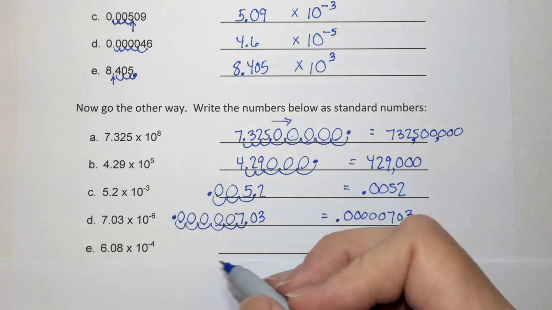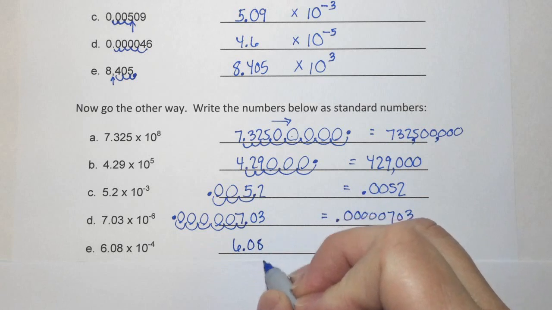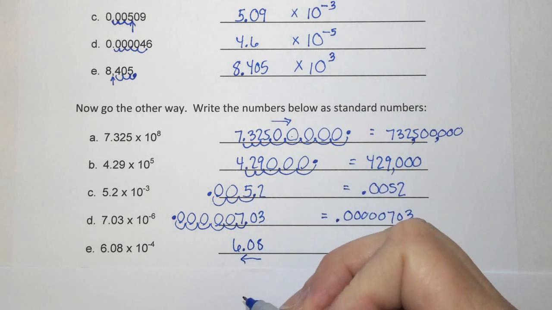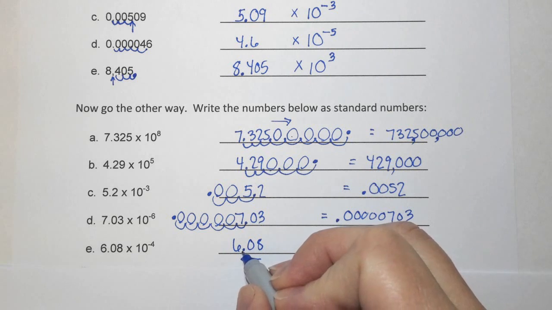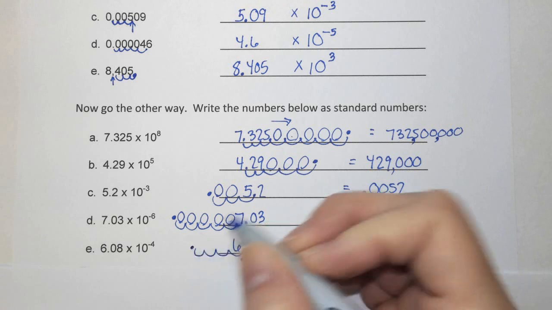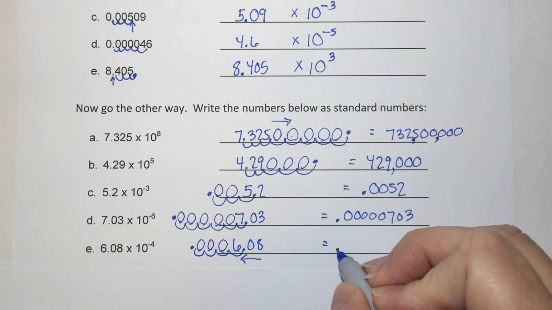And last one here, again, negative exponent makes it smaller. So we're going to move to the left. Here's my decimal here, 4 spaces, 1, 2, 3, 4. There we go. Fill in with zeros, and you can rewrite.